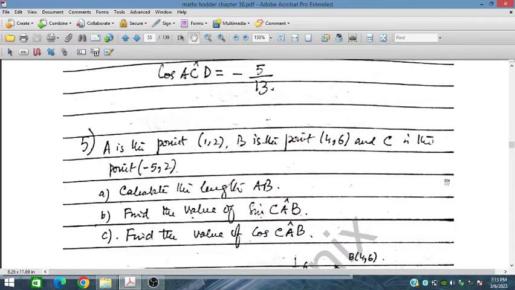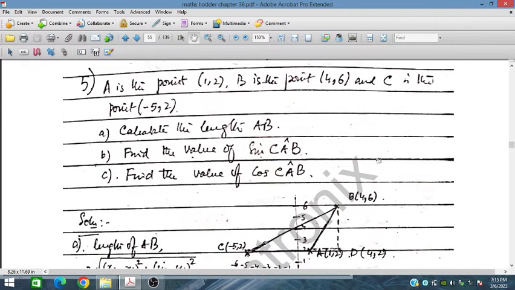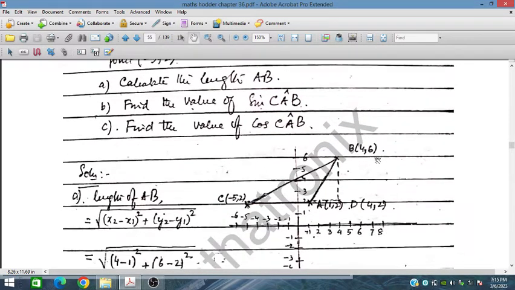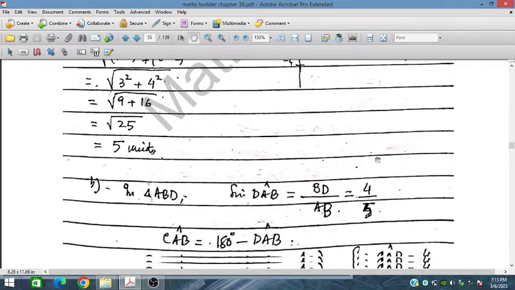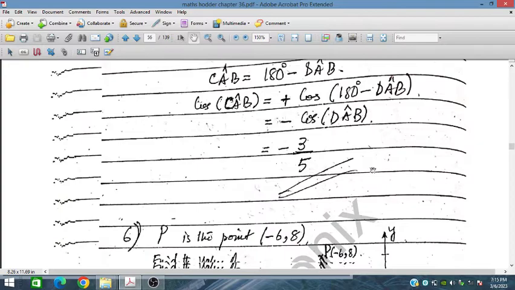And question number 5. Let's skip this one and move to other questions.